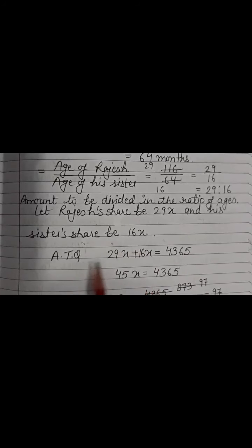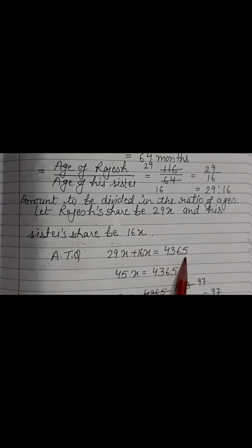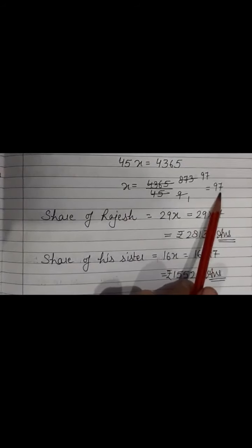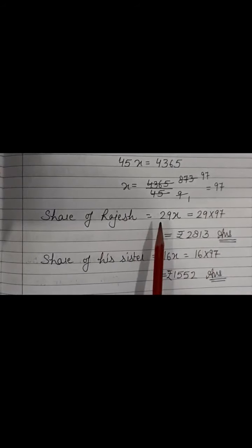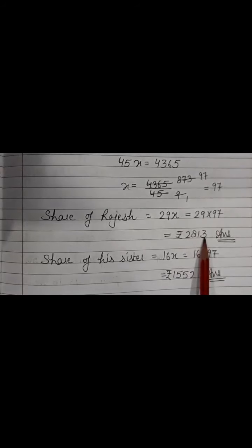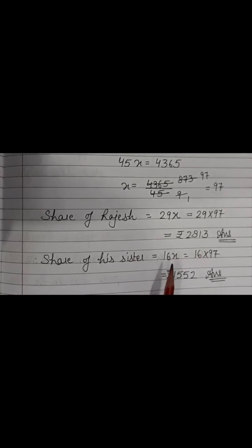Now according to the question, the total share is 4,365. When we calculate, the value of x will be 97. So the share of Rajesh is 29x, that means 29 into 97. When we multiply, 2,813 will come. This is the share of Rajesh, rupees 2,813. Similarly, the share of his sister is 16x, so that means 16 into 97. When we calculate, rupees 1,552 will come.